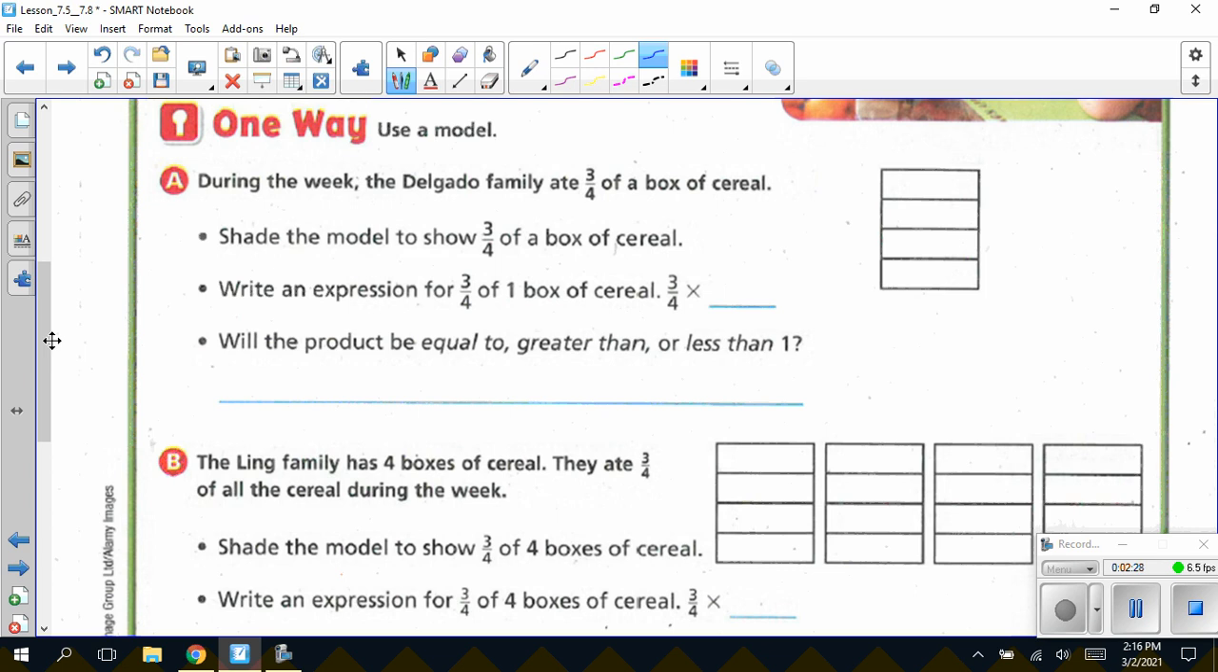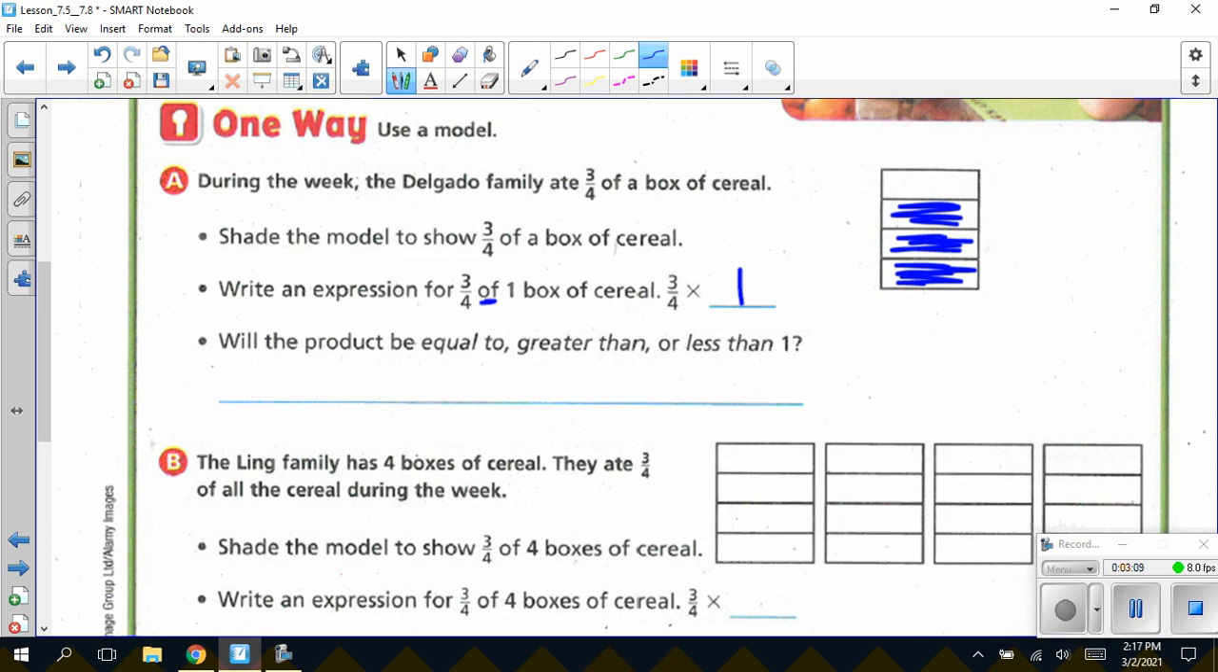So for A, it says during the week, the Delgado family ate 3/4 of a box of cereal. Well, I'm going to shade in 3/4 of a box of cereal. Obviously, that means I'm shading 3 out of the 4 sections of that box of cereal. So now they want us to write an expression for 3/4 of one box of cereal. Well, because we are taking 3/4 of one box, we're taking 3/4 times 1. Remember that the "of" for 3/4 of one box is telling us to multiply.